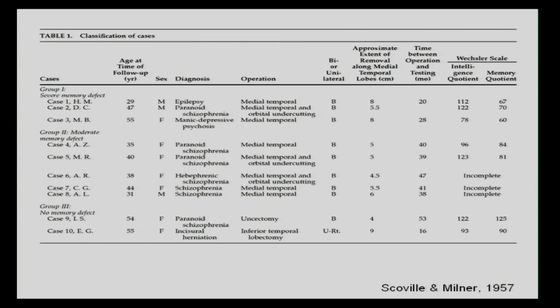I told you he was a surgeon interested in trying to solve neuropsychiatric disorders. He was treating people not only with epilepsy; this is case HM with epilepsy at the top. He was 29 years old at the age of follow-up, 27 years old when his operation was done. But all of these other 9 patients were suffering from things like paranoid schizophrenia, manic depressive psychosis, all these schizophrenias. How was Scoville trying to treat them? With bilateral or unilateral resection of the medial temporal lobe.